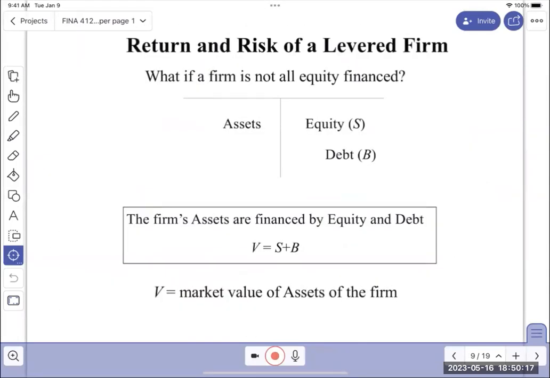So what if the firm is not all equity financed? Then on the balance sheet, you see that the assets are equal to equity and debt outstanding, right? So what is owned by the firm is also what is owed to its claimants, the residual claimants, the shareholders, and the creditors who get paid first. So we use the symbol V for the value of the firm. The market value of assets of the firm is equal to outstanding stock and the outstanding debt.